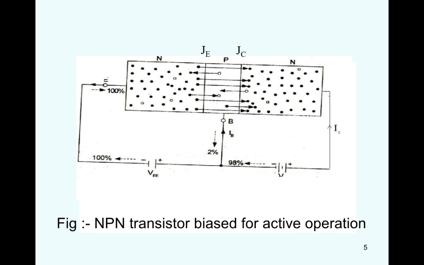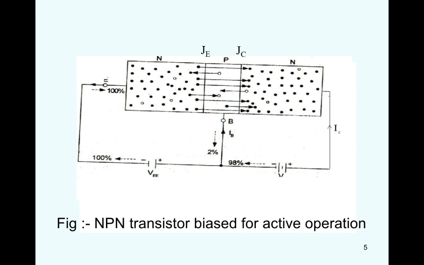The base is lightly doped and occupies little space, so it has only a few holes. These few holes recombine with a few electrons from the emitter side. By this recombination the base current flows, and because of this only the IB current is formed. The remaining 99% of the electrons from the emitter cross the JC junction and move to the collector side.